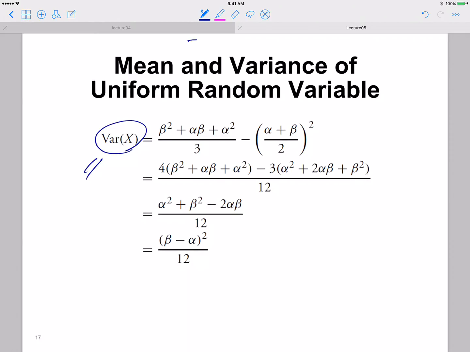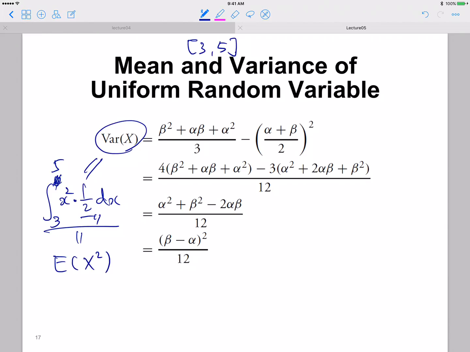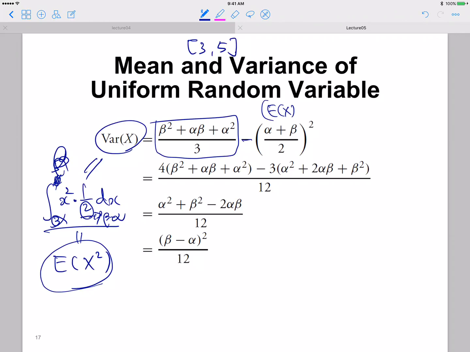So if alpha and beta were 3 and 5, in this case we have to compute the product of this constant probability density value times x squared, and integrating it over this range will be the expectation of x squared. So in this manner we can compute this. If we set beta minus alpha as this, then we can obtain this expression, and minus this is the expectation of x squared, and that will become this.